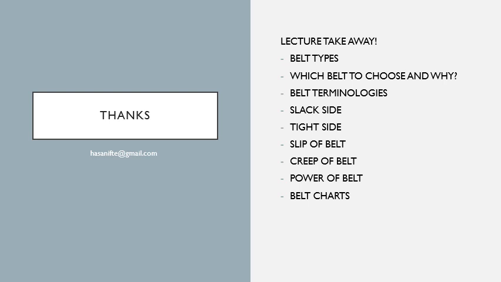Thank you very much for listening to this lecture, and you must know why we choose belts and why we don't choose gears. The reason is that belts can transmit power to a larger distance, but there is a drawback: there is a slippage in it, and for reducing the slippage you can use cogged belts. The slack side and tight side are different terminologies, and there are different formulas I have taught today: slip of the belt, creep of the belt, power of the belt, and at the end I have taught you the belt charts.